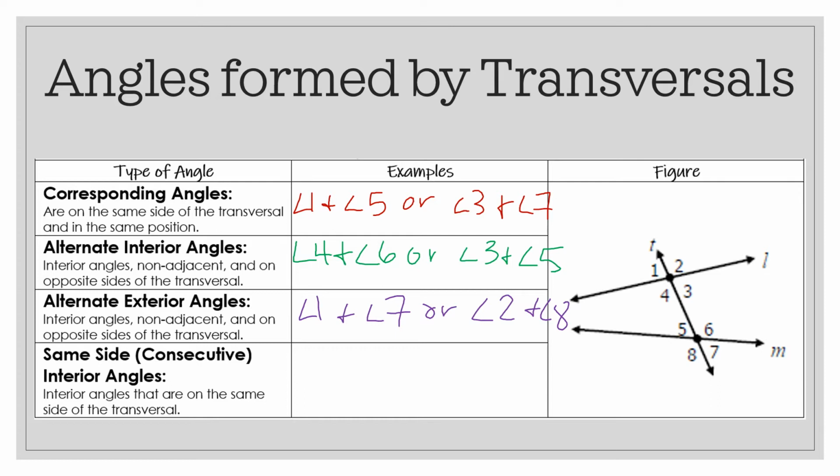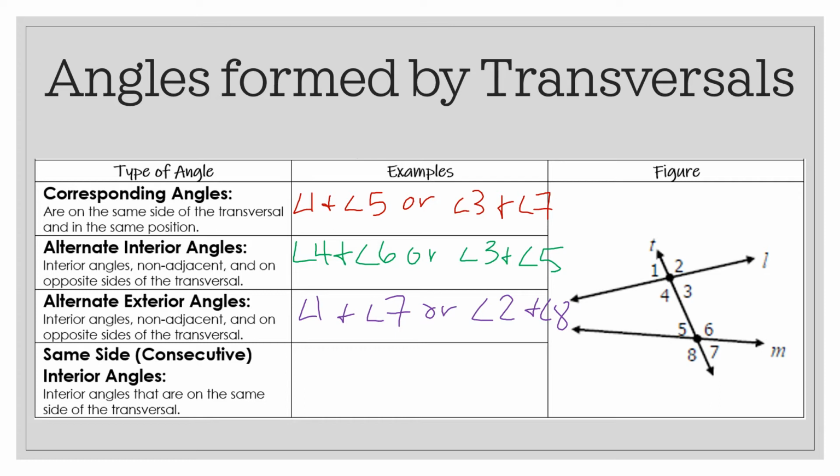The last special type of angle relationship that we have has 2 different names. It kind of just depends on what book you're reading or what website you're watching or reading, what video you're watching. I typically say same side interior angles because I think it's more descriptive, but consecutive interior angles is also the other word. So same side means they're on the same side of the transversal. Interior means they're on the inside of the 2 lines.